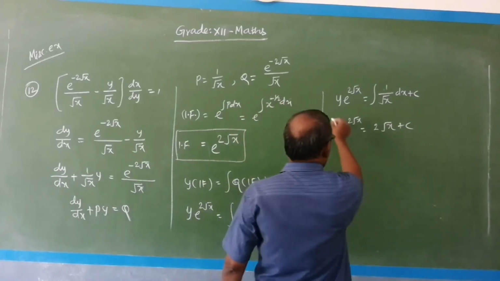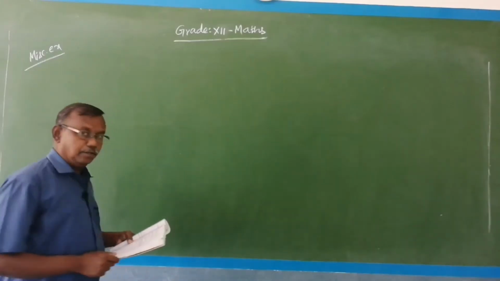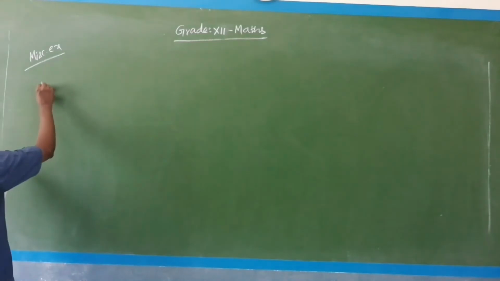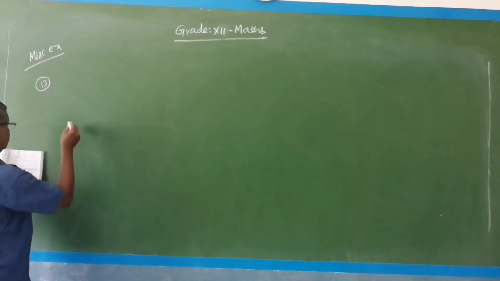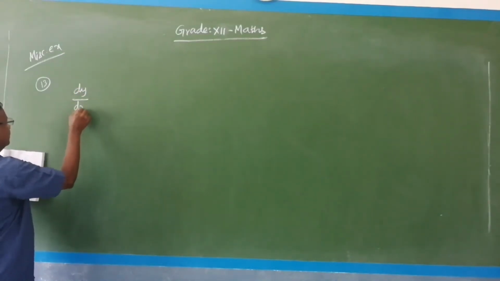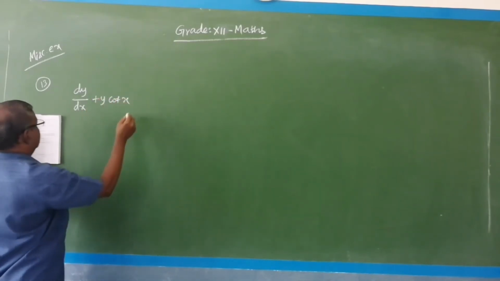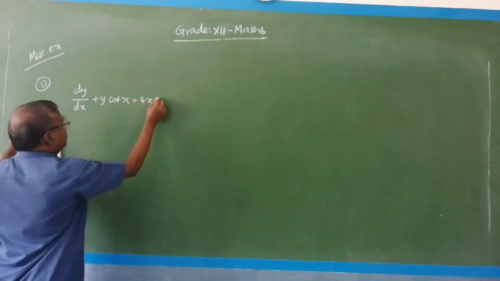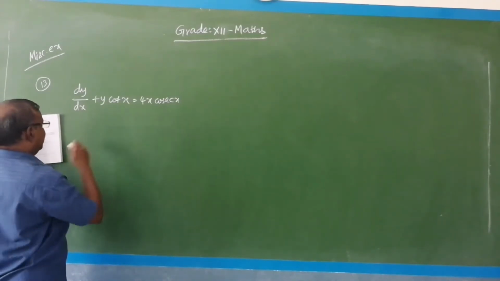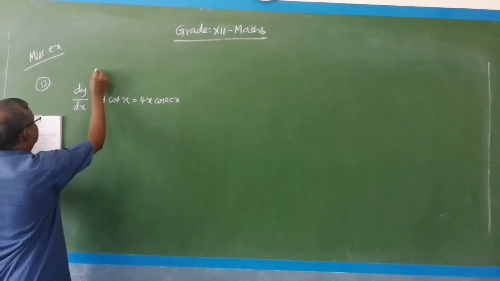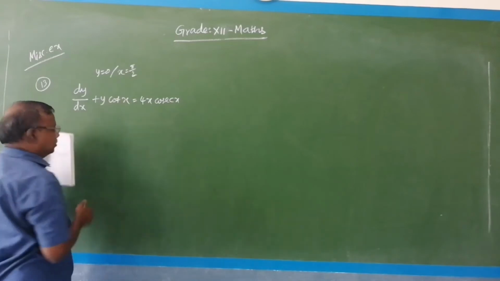So this is the required general solution for the given differential equation. Question number 13. Find a particular solution of the differential equation dy by dx plus y cot x equal to 4x cosecant x, x not equal to 0 because it is undefined in both cases, given that y equal to 0 when x equal to pi by 2.